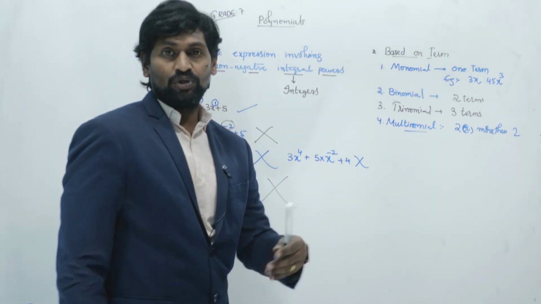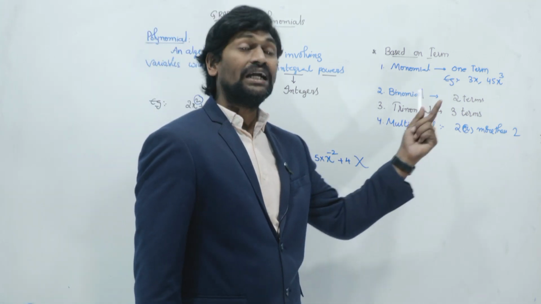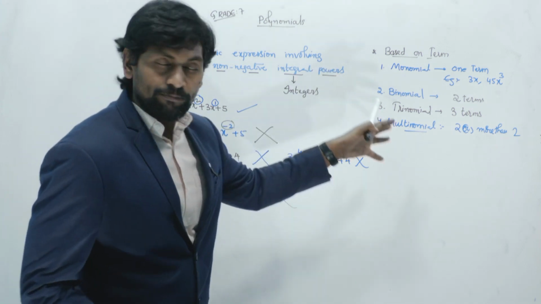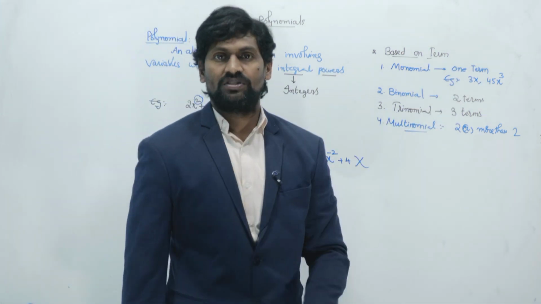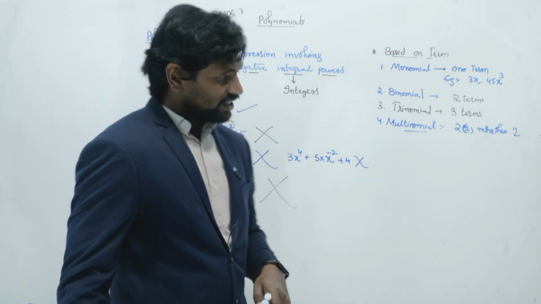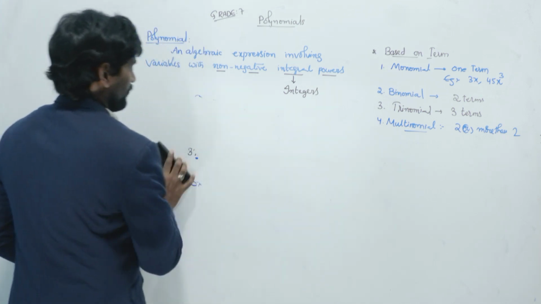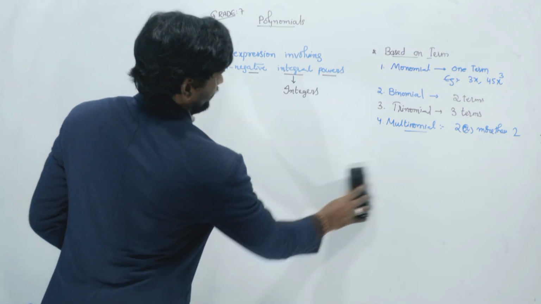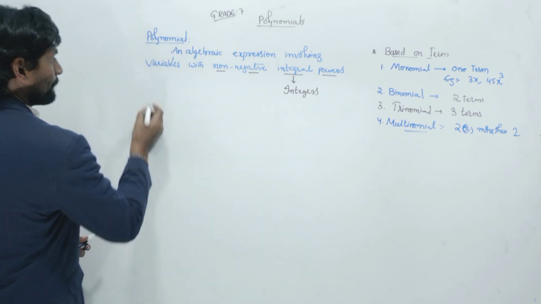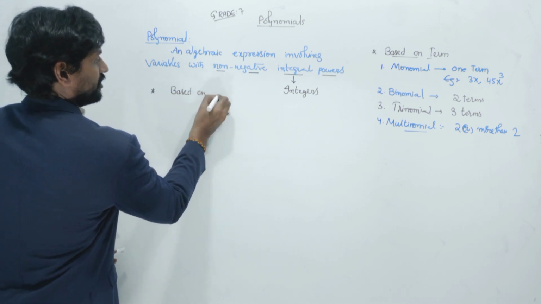Two terms or more than two terms is called multinomial. So these are the types of polynomials based on the terms. Now, based on degree, we need to discuss. Based on the degree, there are some types of polynomials.